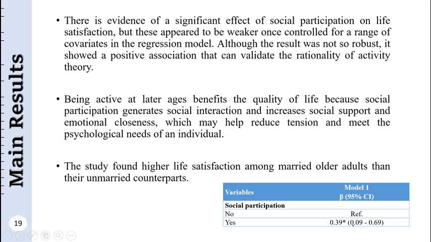Although the result was not so robust, it has shown a significant association, which can validate the rationality of activity theory, which I have already explained. Second, being active in older ages benefits quality of life, because social participation generates social interaction and increases social support and emotional closeness, which may help to reduce tension and meet the psychological needs of older adults. Third, this study found higher life satisfaction among married older adults than their unmarried counterparts. The results are given here.